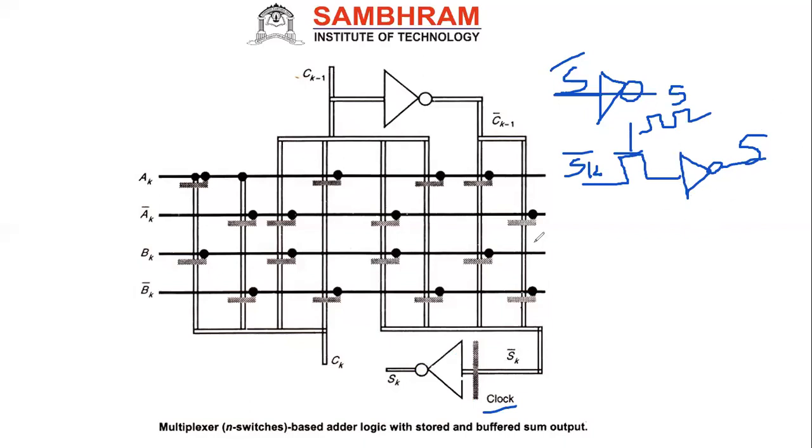For that purpose, straight away I cannot use it. So I need to store the sum. Normally, in any adder, to perform the next stage, the output is buffered and stored. So what will happen? When the clock is equal to 1, this transistor will be on, then I will get the sum. When the clock is equal to 0, the sum will be stored here itself. When the clock rises to 1 again, I will get the sum. For that purpose, we added this extra.